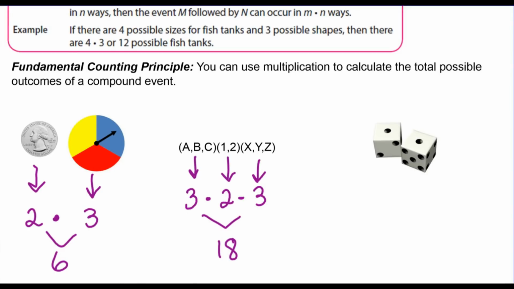And then finally, with the 2 dice problem, how many possible outcomes are there when we roll 2 dice? Well, dice number 1 has 6 possible outcomes, and the second dice has 6 possible outcomes. So the fundamental counting principle says multiply them together to give us our 36 possible outcomes, and that's what we came up with in the table. So the fundamental counting principle can save us a lot of time when we're trying to calculate the total possible outcomes of a compound event.